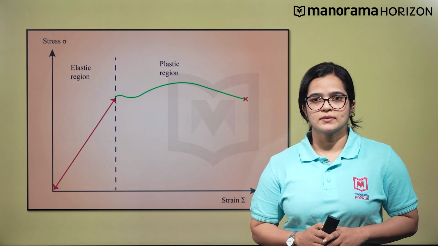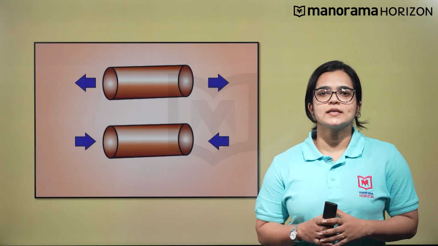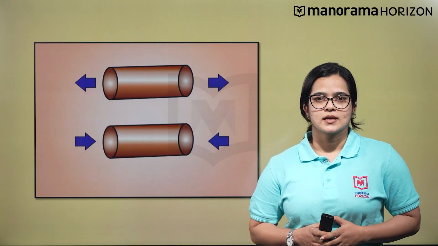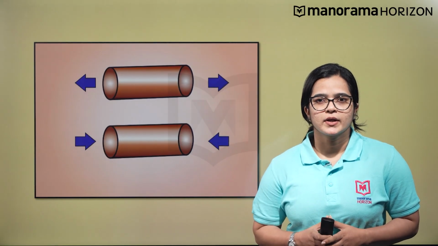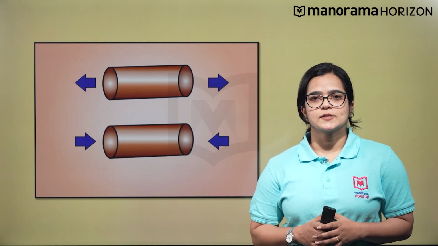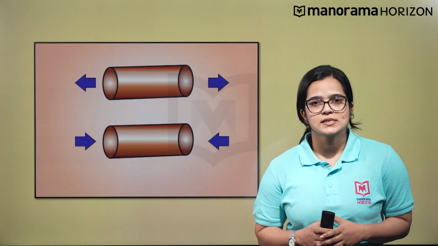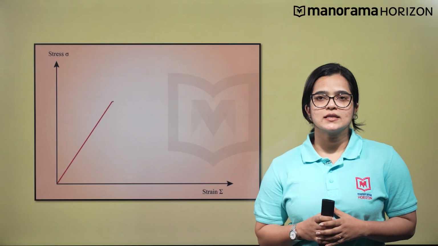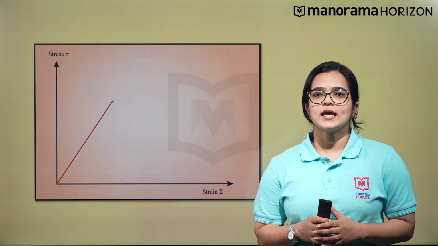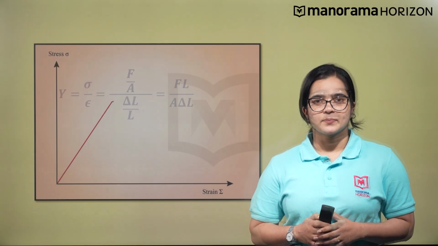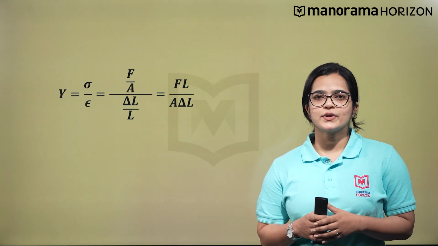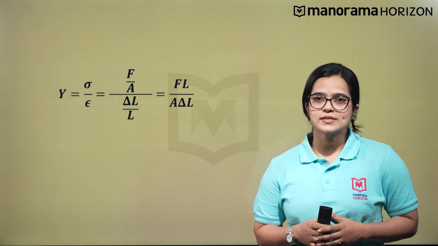Consider a rod of certain material that is put under longitudinal stress, tensile or compressional. The longitudinal strain corresponding to the applied stress is noted and a curve is plotted. The slope of this curve gives the Young's modulus of that material. Young's modulus is defined as the ratio of longitudinal stress to the longitudinal strain.